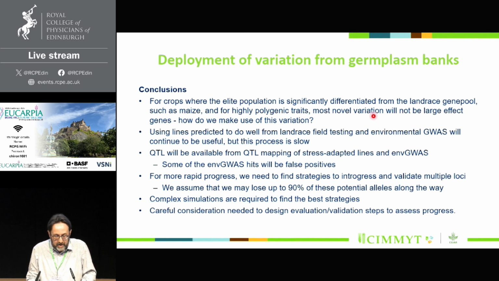Well, we have QTL available from QTL mapping of the stress-adapted lines in environmental GWAS. We know some of those are false positives, but we don't care because we don't want to do all 200. We just want to get 20. And so we want to find a strategy to do this as rapidly as possible. We're going to lose much of that along the way, but we think this will work, but we still need simulations to demonstrate this. And a key point is that we need to very carefully consider the design, evaluation, and validation steps along the way, because we also need to check if it's working.